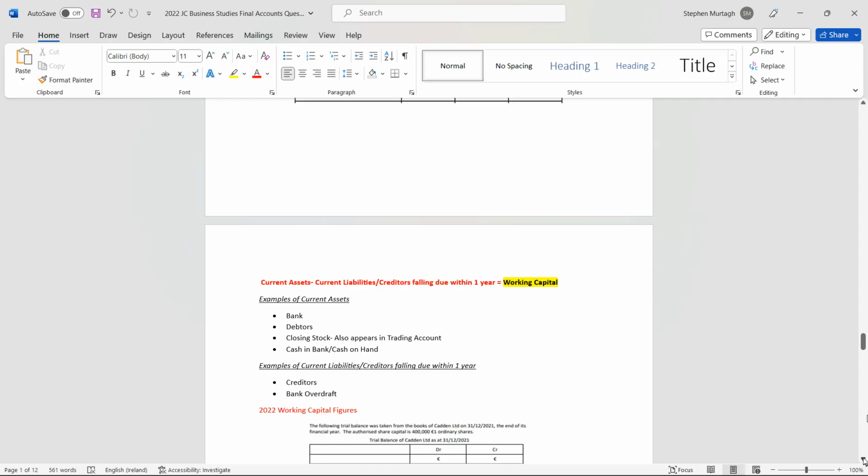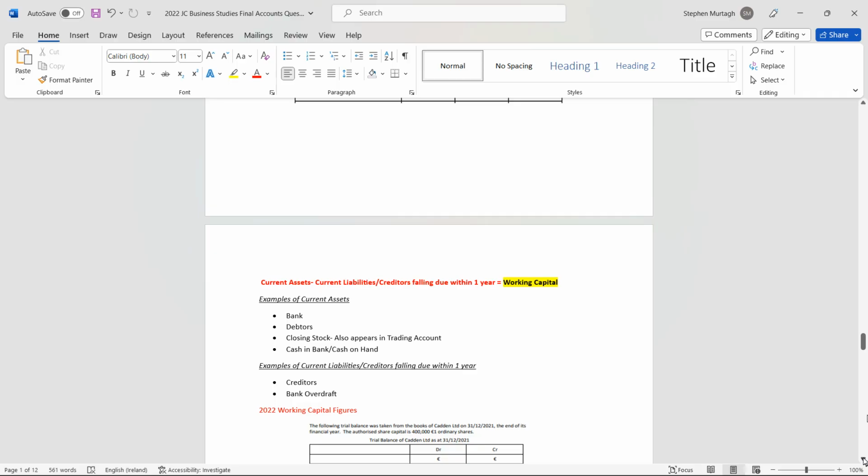Now, we're going to try and work out working capital next. And working capital is the difference between current assets and current liabilities. And current liabilities are also called creditors falling due within a year. So common examples of current assets to look out for in a junior cycle business would be bank, which is your own money in the bank. Debtors are people who owe you money. Closing stock, which also appears in the trading account. Remember at the bottom we said we're going to use that twice. So closing stock is any stock you haven't sold yet in your stock room, and then your own cash in bank or cash on hand, or sometimes it could even just be called cash.